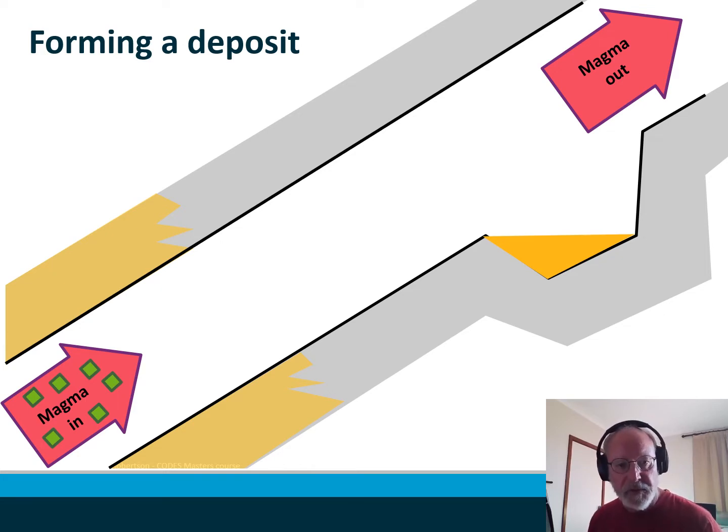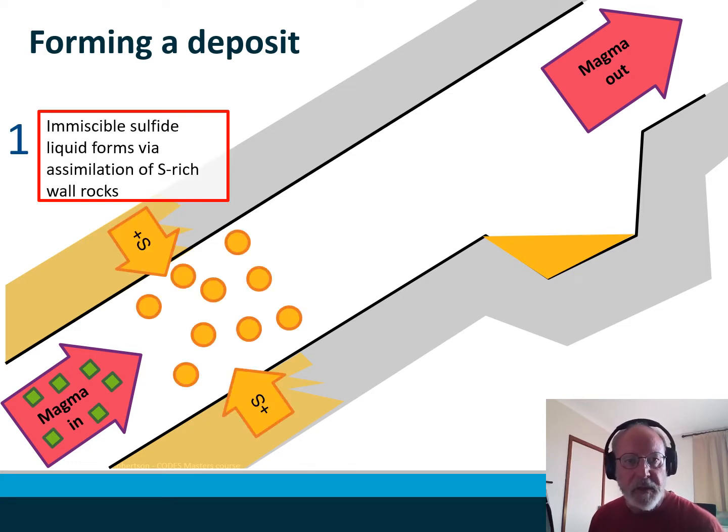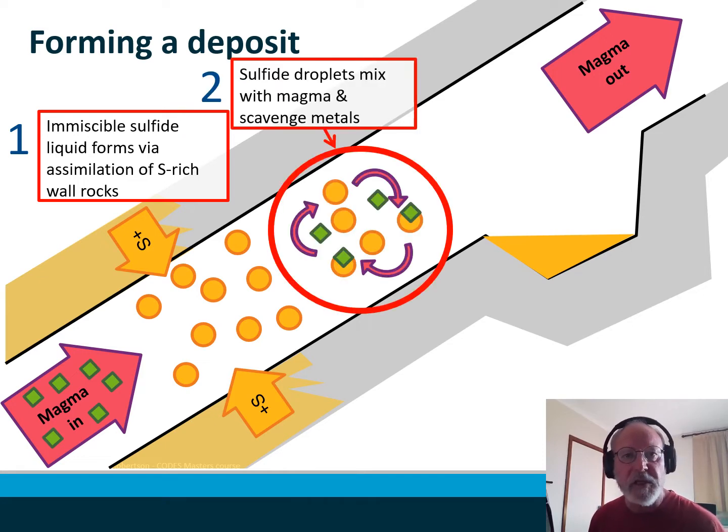magmatic sulfide ore deposits. The essential of the process is that we need some sort of magma transport. We've got a magma flowing through some sort of conduit. It might be a lava flow. It might be a subvolcanic intrusion. It could be any one of a number of things. But the important thing is that magma is carrying with it sulfide liquid droplets. And those sulfide liquid droplets, in most cases, are going to be formed by assimilation of sulfide-rich wall rocks, and you'd have heard about that in the previous lecture.